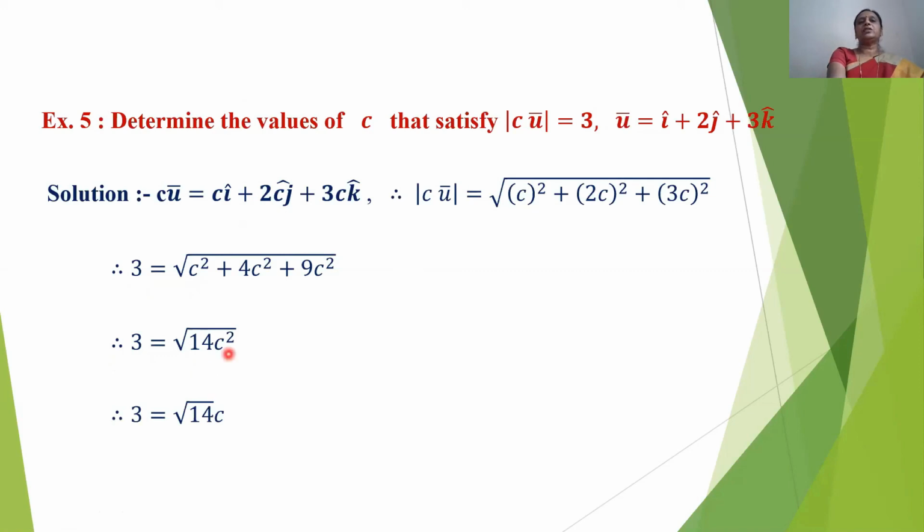Then take this c square outside the square root, that will be simply c. Therefore 3 is equal to square root of 14c. In this way we have got c is equal to plus minus 3 by root 14. Here we are taking the square root of this c square, and the square root of c square must be plus or minus c. Therefore we are writing here plus or minus sign. Okay, therefore c is equal to plus or minus 3 divided by under root 14.